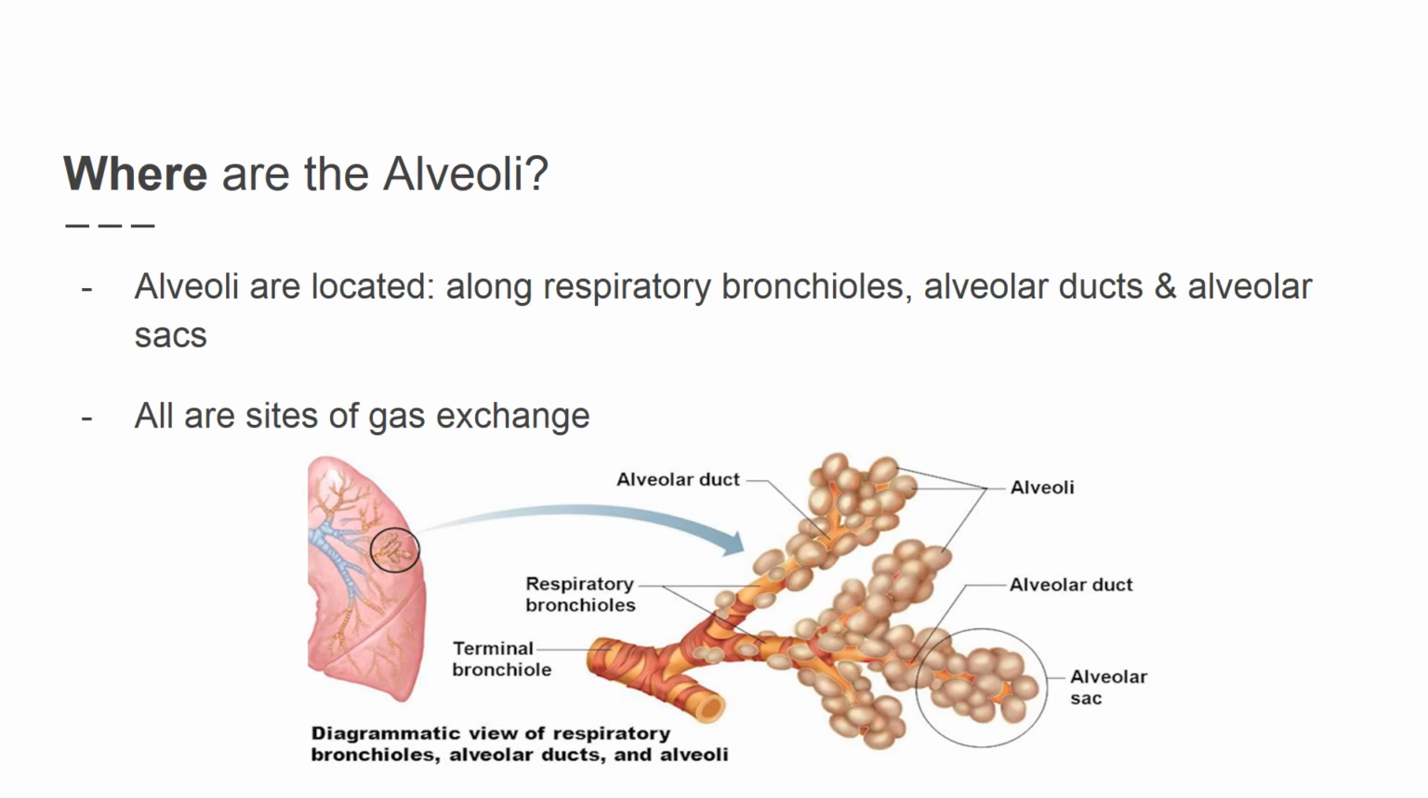Alveoli are located in the respiratory portion of the tract. This includes the respiratory bronchioles, alveolar ducts, and alveolar sacs. As you can see in this diagram, the tan sacs represent alveoli.